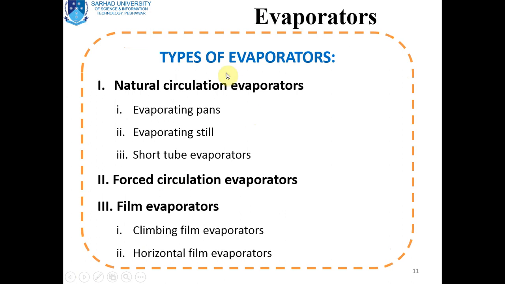Now, this is the classification of types of evaporators. There are three categories, including natural circulation evaporator, forced circulation evaporator, and film evaporators. The subtypes in the natural circulation evaporators, which depend upon the natural circulation process, include evaporating ponds, evaporating still, and short tube evaporators. The second class is forced circulation evaporator, with the application of force, and film evaporators, including climbing film evaporators and horizontal film evaporators. These are the types of the evaporators.